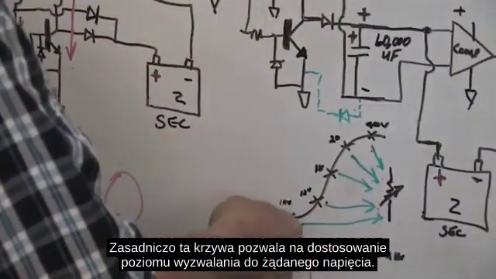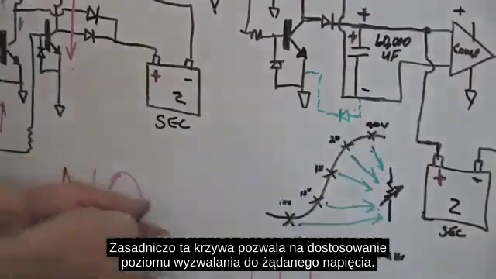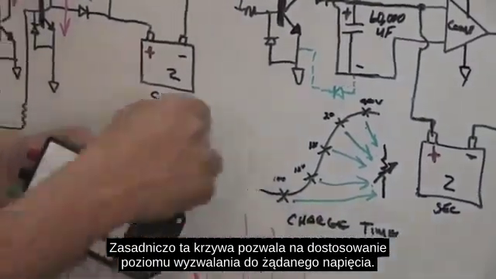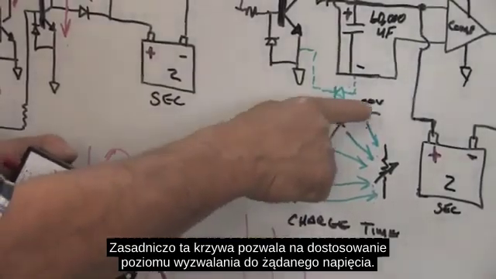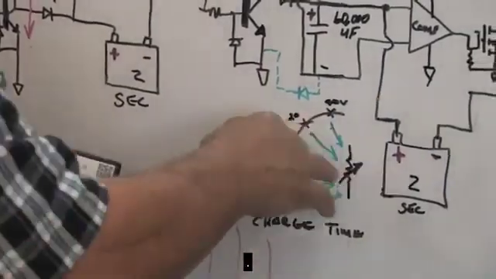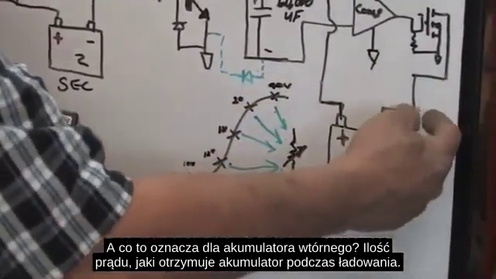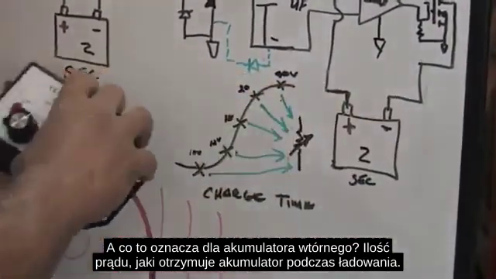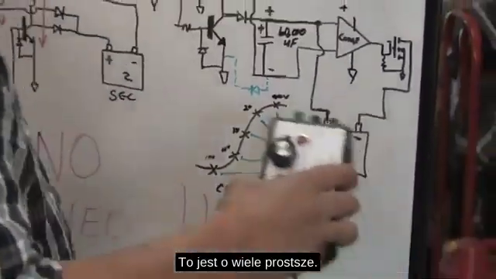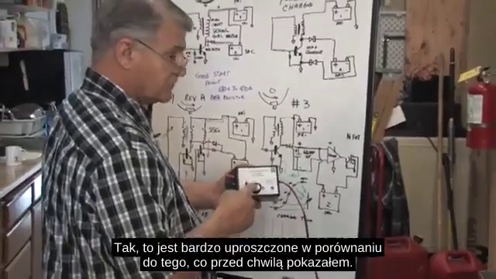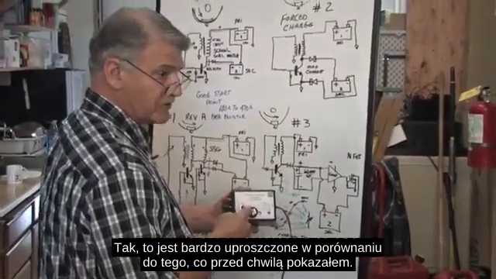This curve here allows you to adjust the trigger level at the voltage that you want. So what you're actually adjusting to the secondary battery is the amount of current that the battery is receiving under charge. So that is a much simpler one of these. Yes, this is very simplified compared to what I was just showing you.